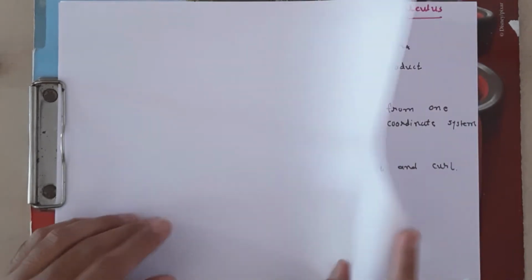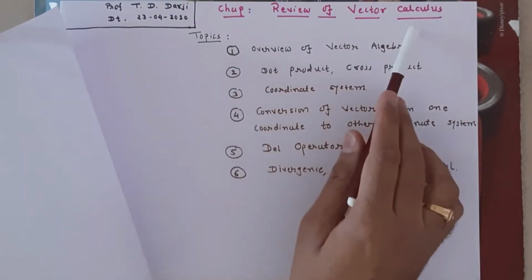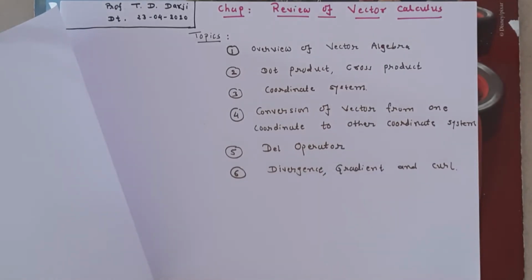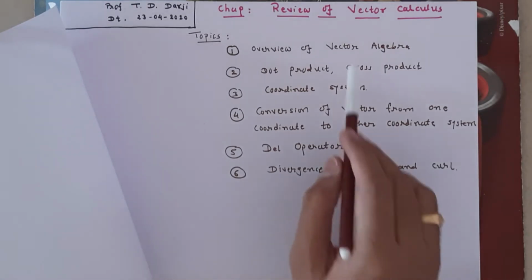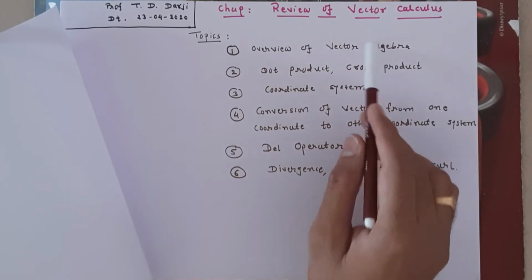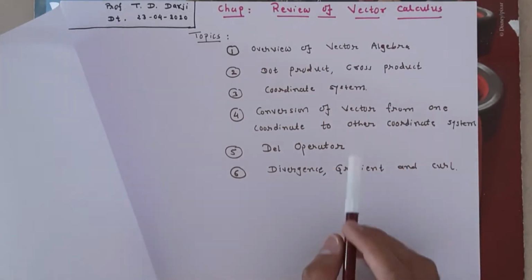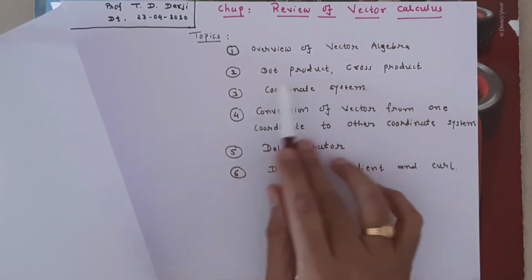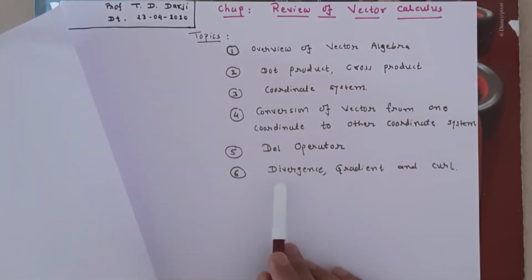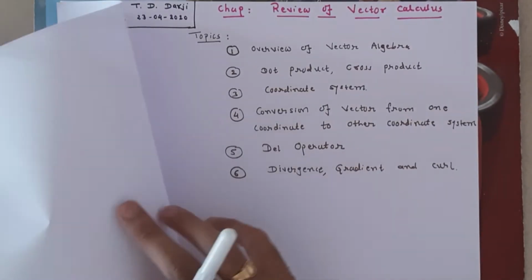So why is the vector calculus chapter important? Because whatever calculation we do in the upcoming chapters, we will always consider a vector. That is why the vector calculus chapter is important. One more thing, the coordinate system is also important, and divergence, gradient and curl, these three definitions are very vital. So the first topic is overview of vector algebra.